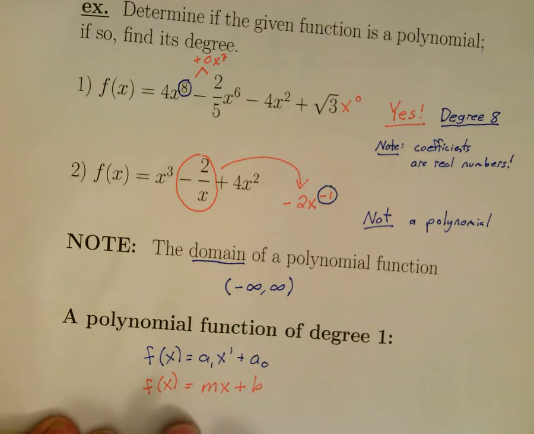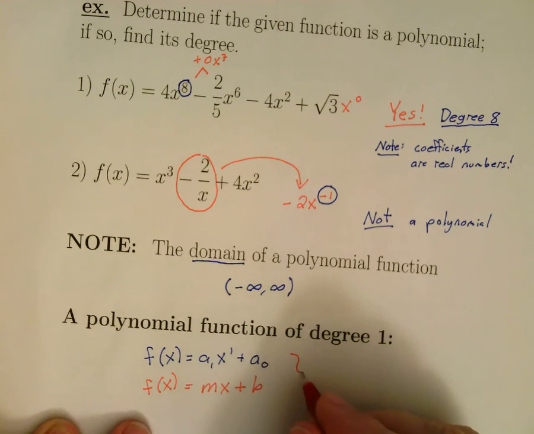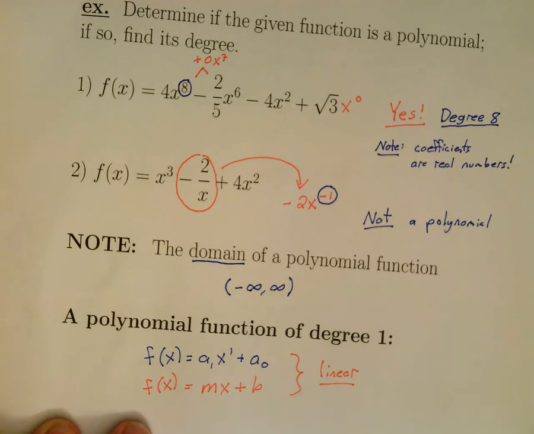So guess what? You have been doing this before. It's just called a line. In fact, anything of degree 1, polynomials of degree 1, they're just lines. So you actually studied those before. So they're just lines.